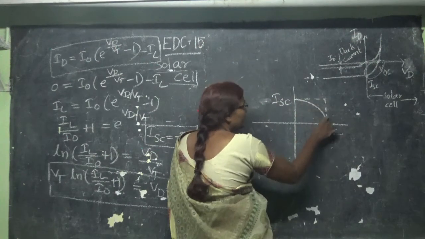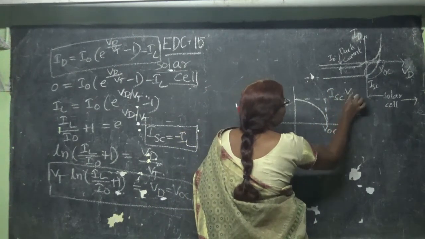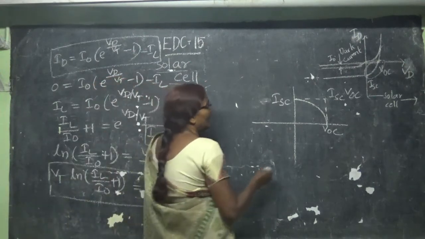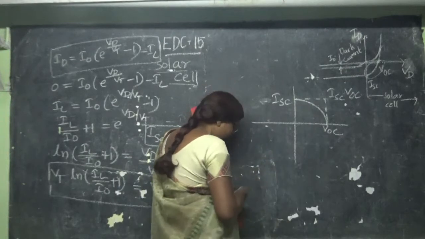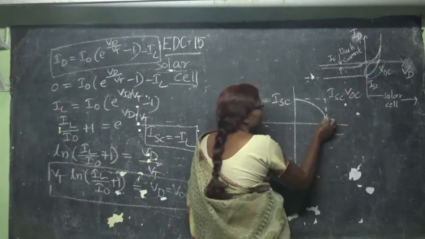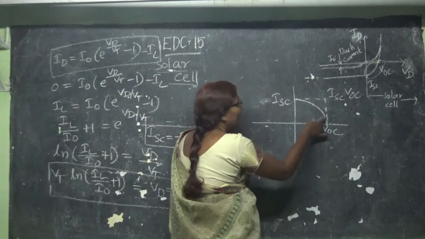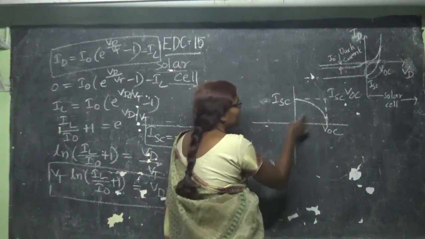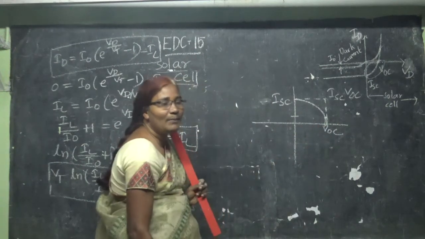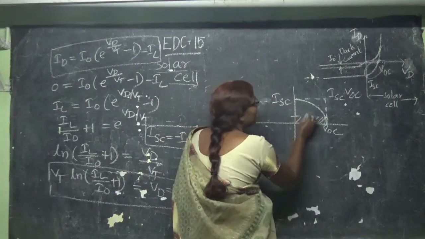So what is the area of this rectangle? It will be ISC into VOC. ISC into VOC. So I into V will give some power. Now suppose my solar cell is operating somewhere at this point. My solar cell is operating at this voltage and at this current. My solar cell ISC is this much value and VOC is this much value. So what will my solar cell power be? Area under this line.